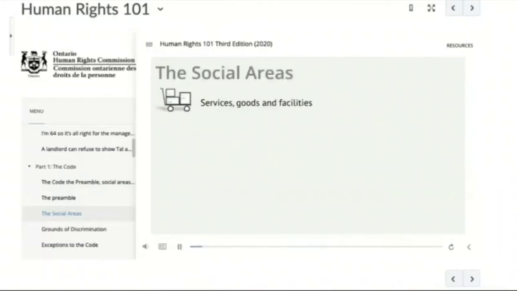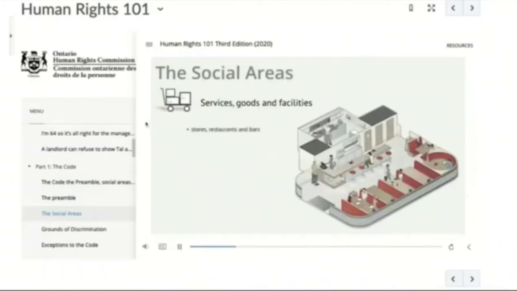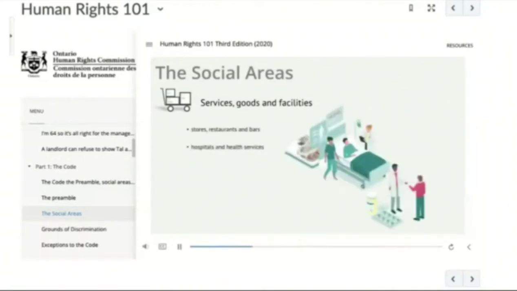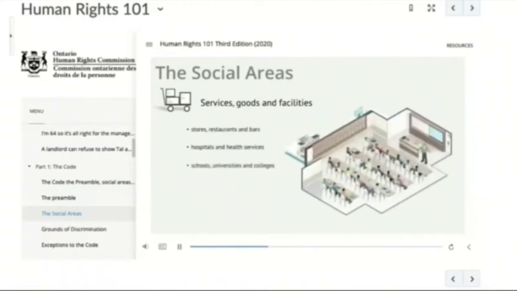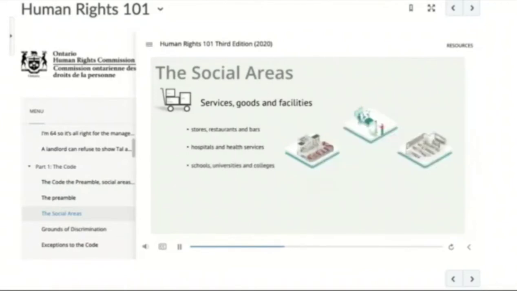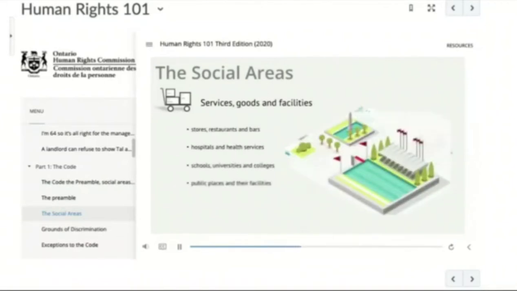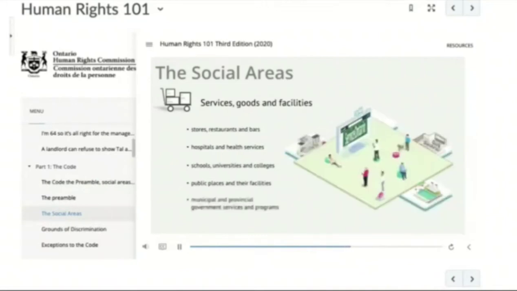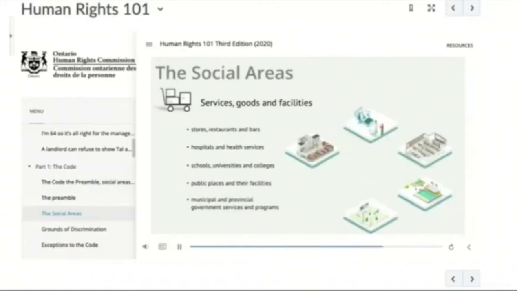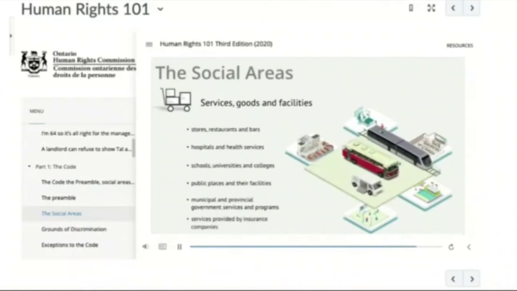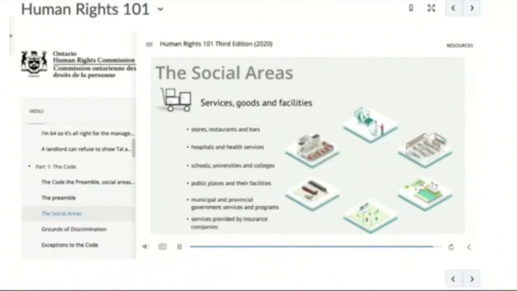Services, goods, and facilities. Services and facilities include stores, restaurants and bars, hospitals and health services, schools, universities, and colleges, public places and facilities such as community centers, public washrooms, libraries, malls and parks, municipal and provincial government services and programs such as social assistance and benefits, and public transit. Also, services provided by insurance companies.